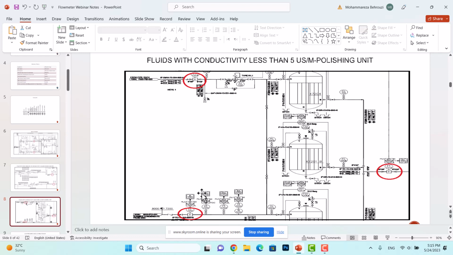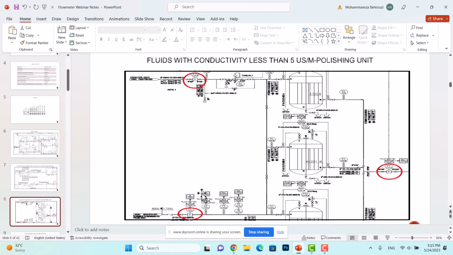But just know that we have polishing units, and in polishing units we have demineralized water whose conductivity is less than 5 microsiemens per meter. Therefore, based on experience and typical practices, it is a normal practice to use vortex flowmeters for these applications.